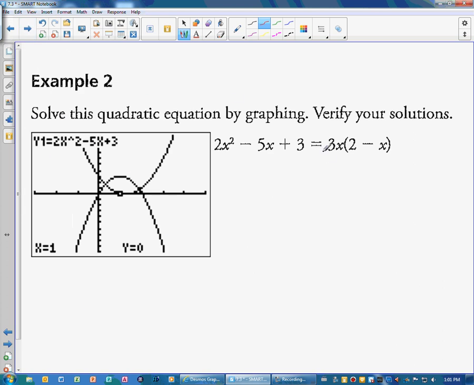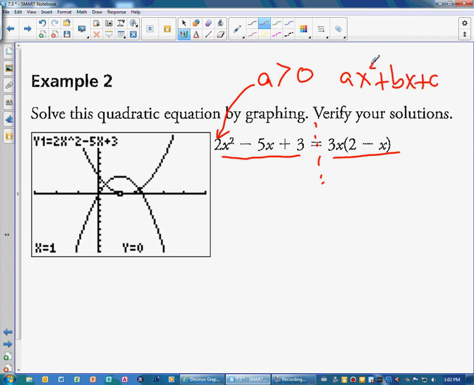All right, the next example has two things on either side of the equal sign. And again, here's a picture. So the top graph is 2x squared minus 5x plus 3. And the other graph is 3x times 2 minus x. So this one clearly opens up because my a is greater than 0. Now this one starts with a 3, but this one isn't in ax squared plus bx plus c form. Has to be in that form. Plus c, that's the squared.